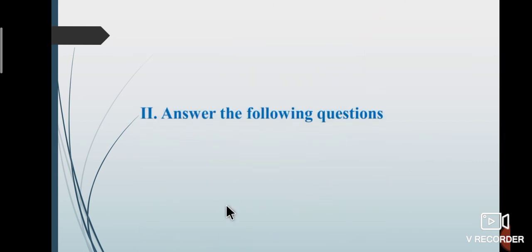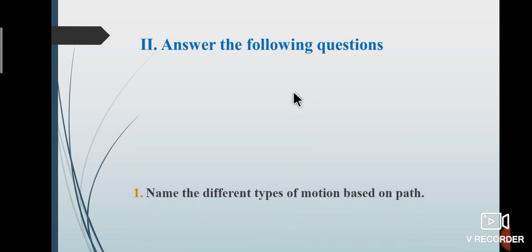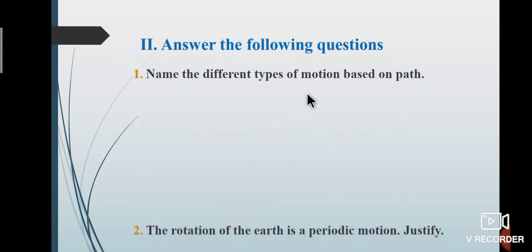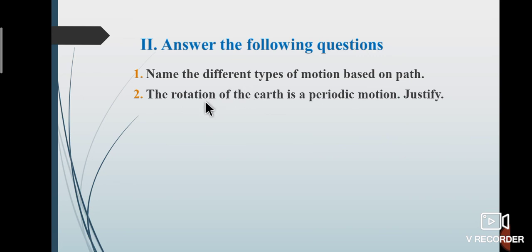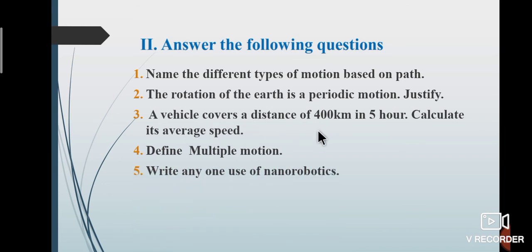Second Roman letter, answer the following questions. First one, name the different types of motion based on path. Second one, the rotation of the earth is periodic motion. Justify. Third one, a vehicle covers a distance of 400 km in 5 hours. Calculate its average speed. Fourth one, define multiple motion. Fifth one, write any one use of nanorobotics.